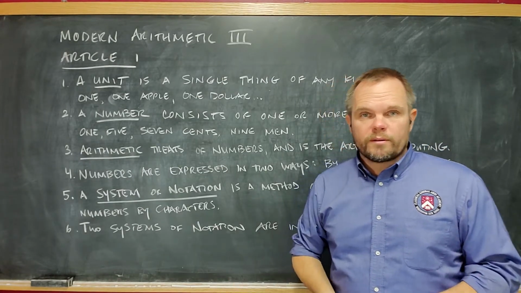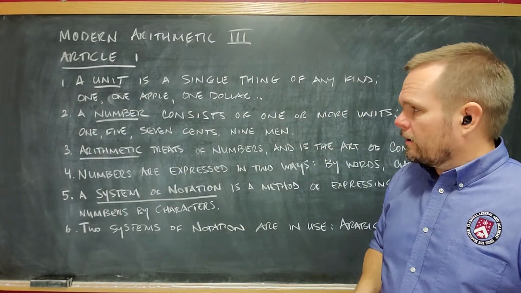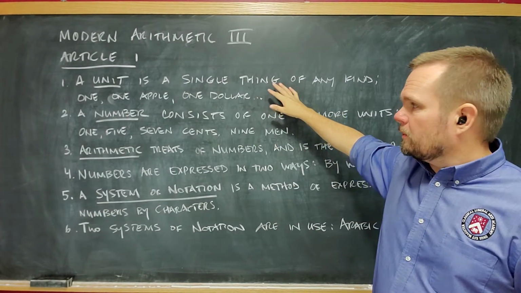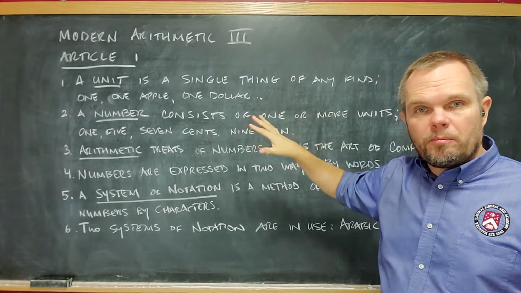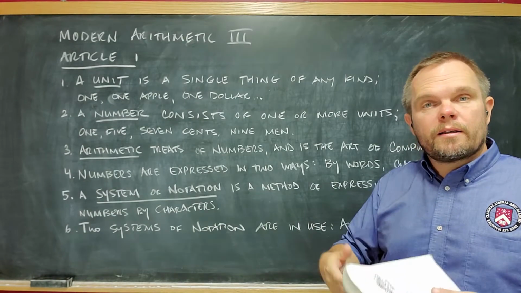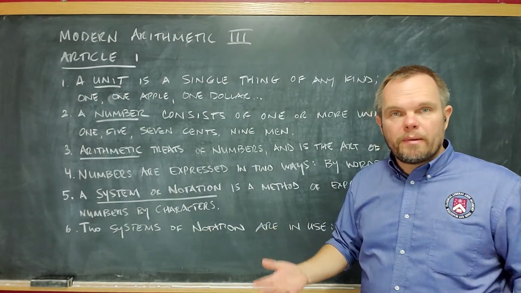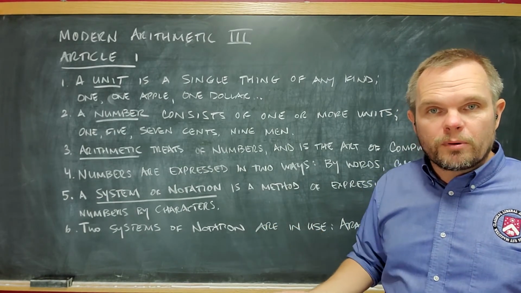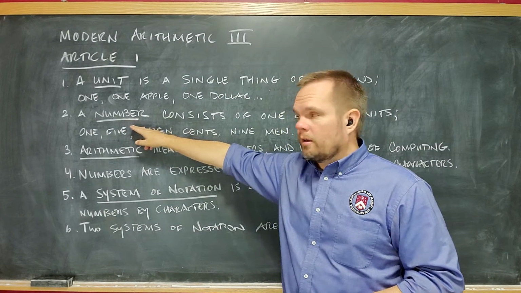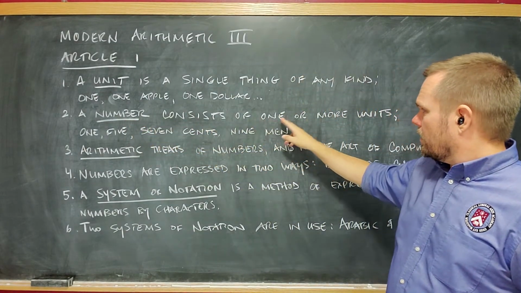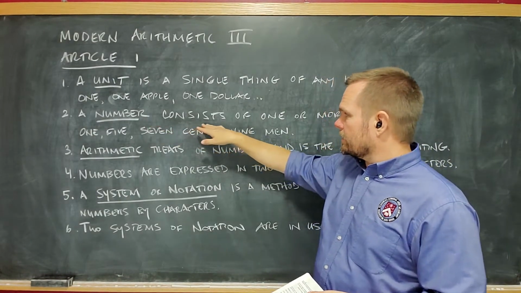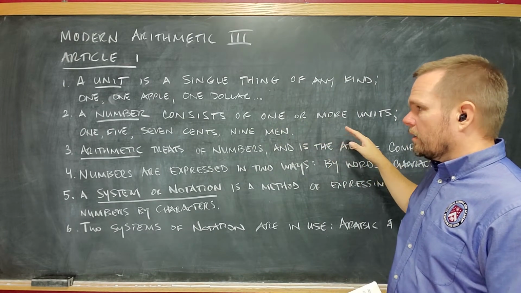Now, why is that important in arithmetic? The reason it's important to know what a unit is is because when we count how many units there are in a group of things, we can give a number of how many units there are, and that's what a number is. Look at our definition. A number consists of one or more units.